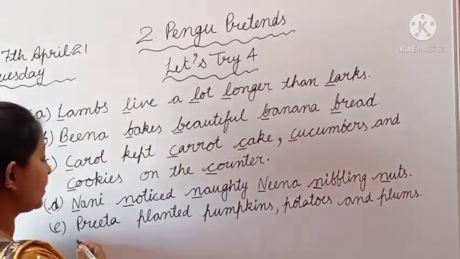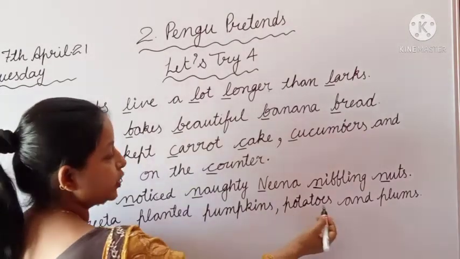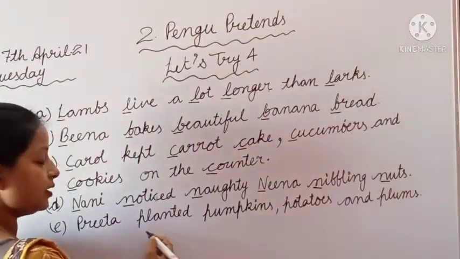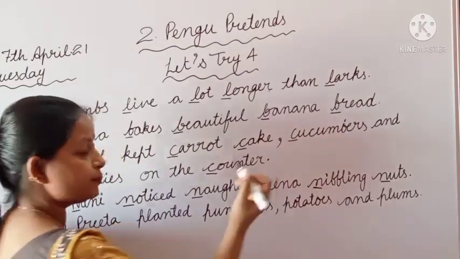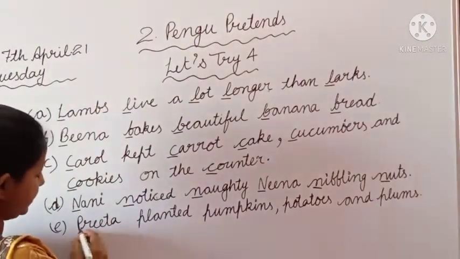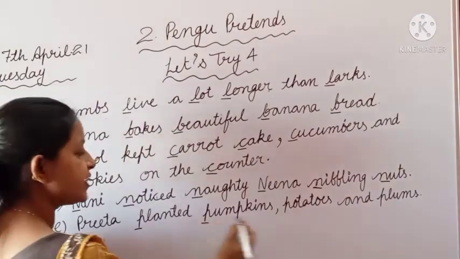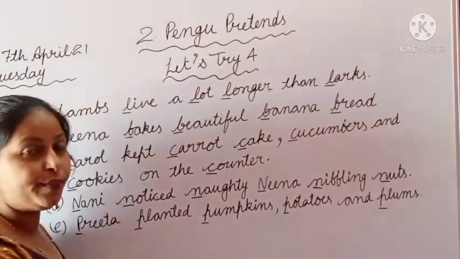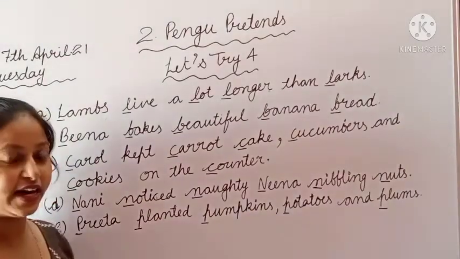Okay. Next one is Preeta planted pumpkins, potatoes, and plums. Read it again. Preeta planted pumpkins, potatoes, and plums. We will underline the same letters of this sentence. In this sentence, the first letter of Preeta, the first letter of planted, the first letter of pumpkin, the first letter of potato, and first letter of plum. Why? Because they are similar. They are same. They are similar. That's why we underline them.